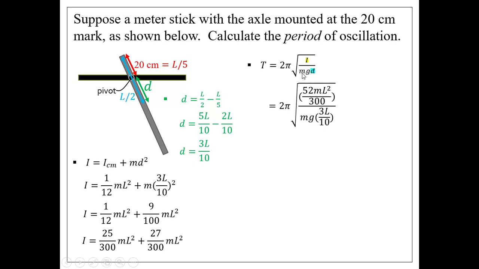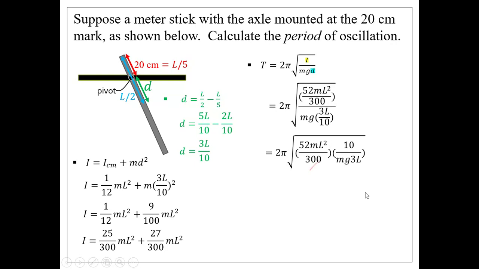And then on the bottom, the M and the g got carried down, and then the distance from center of mass to pivot is calculated to be 3L over 10. Well, here you have a fraction on top, you have a fraction on the bottom, so just multiply by the reciprocal. So I'm just going to do a little quick algebra move for you here. The fraction in the numerator stays the same, so that's just 52 ML squared divided by 300. And the fraction on the bottom would be mg times 3L divided by 10. So when you divide by a fraction, you multiply by the reciprocal. Therefore, the 10 now is in the numerator, and the M, the g, and the 3L are in the denominator.